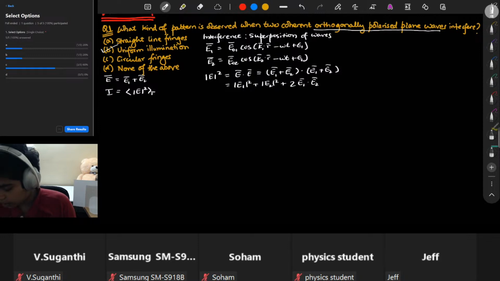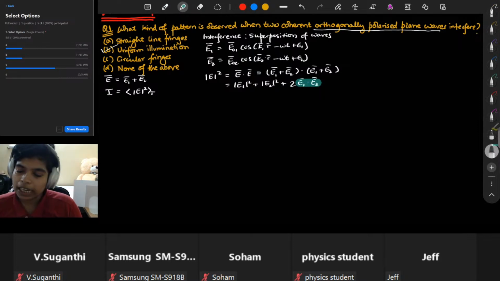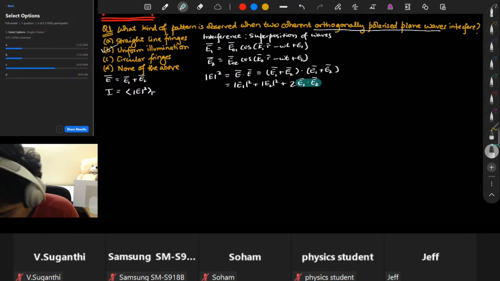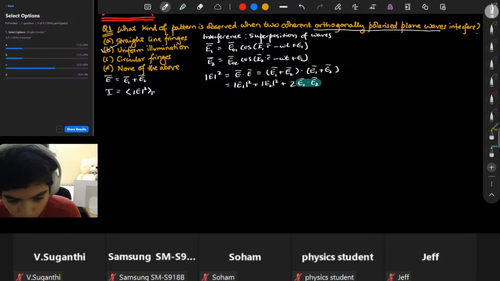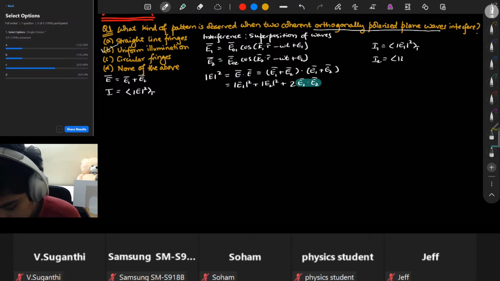E2. Now, this third term, let me highlight it. This third term is called the interference term, the E1 dot E2 term. This is the interference term, and this is where we will see the effect of the polarization come into play. So let us write down what the time averages would turn out to be. I1 is the time average of mod E1 squared, and I2 will be the time average of mod E2 squared.